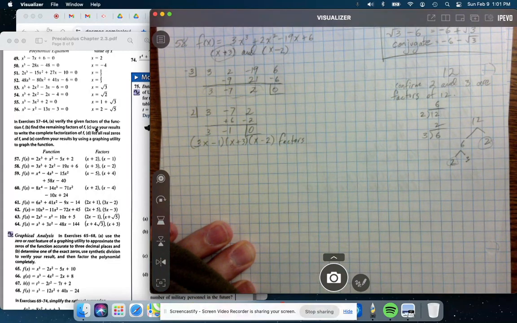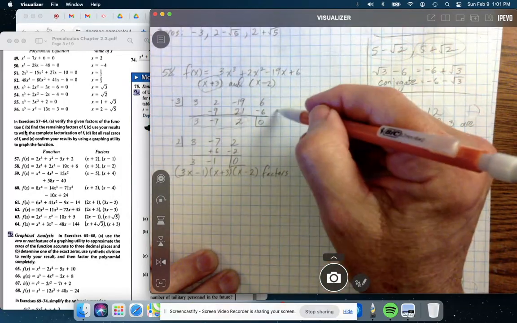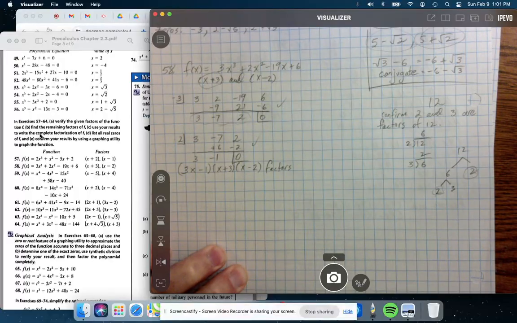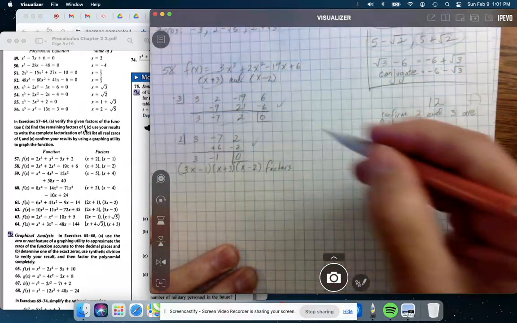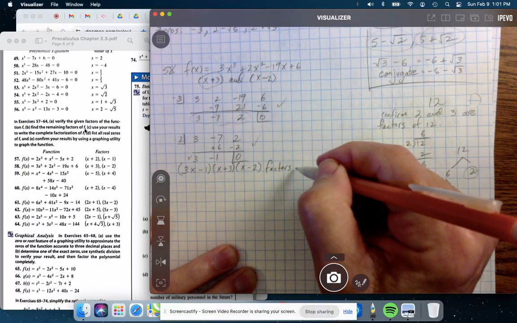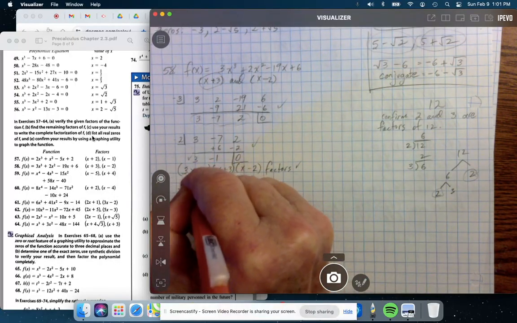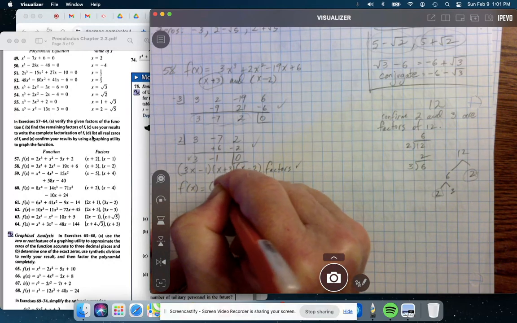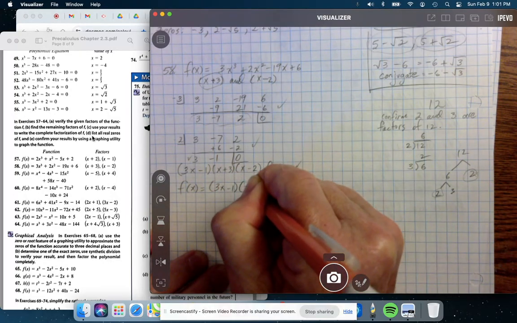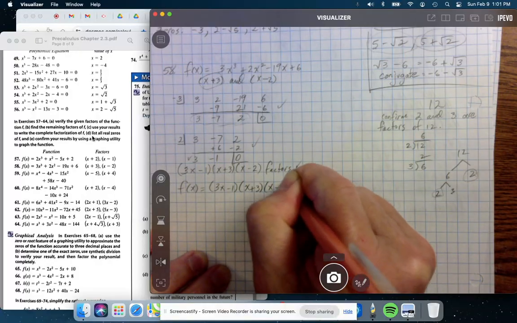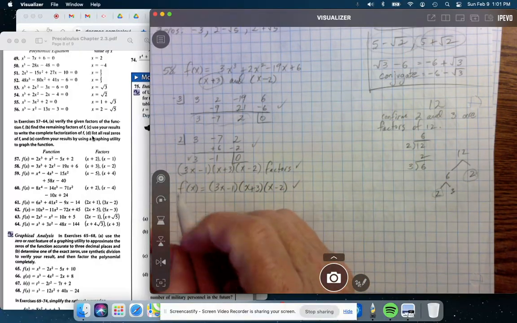Okay, so let me see. Verify the given factors of the function f. Check. I did that through synthetic division here and here. B, find the remaining factors of f. Okay, did that. I got that right here, so I'm done with part B. C, use your results to write the complete factorization. Okay, so this is the complete factorization, so I'm done with that. If I wanted to be picky, I would do 3x minus 1 times x plus 3 times x minus 2. All right, so that would be part C.